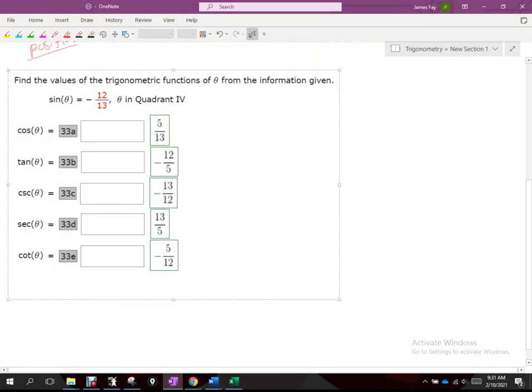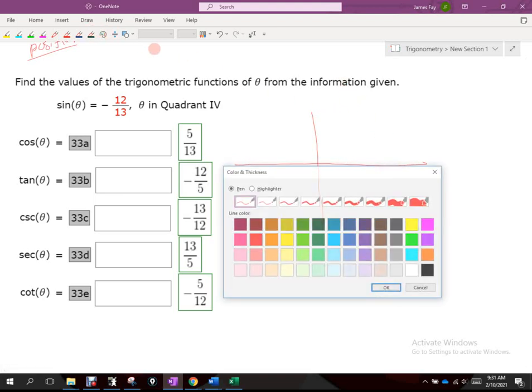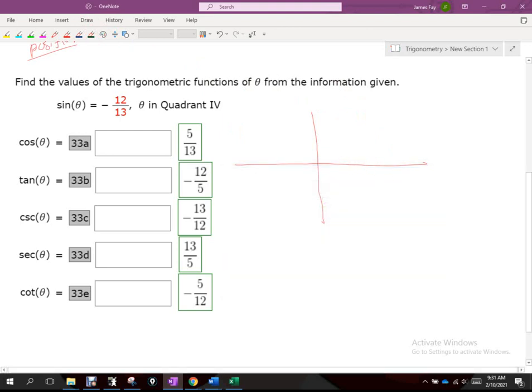All right, so let's find the values of the trigonometric functions for theta from the given information. So we have sine theta is negative 12/13. Theta is in quadrant 4. So I'm going to draw a picture of theta. So that purple angle is theta, terminating in the fourth quadrant.